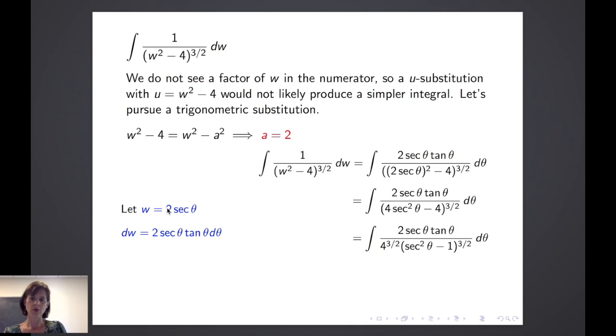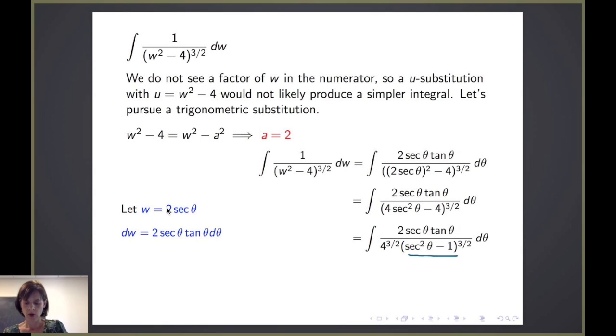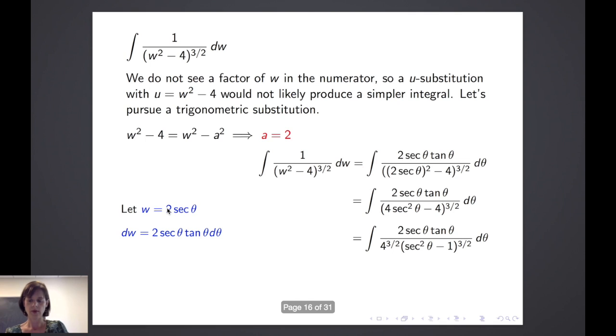And I can pull the 4 to the 3/2 power out in front within that denominator. And I have the integral of 2 secant theta tangent theta over 4 to the 3/2 power times the quantity secant squared theta minus 1 to the 3/2 power. We just recall that secant squared theta minus 1 gives us tangent squared theta, so we'll make a replacement there. We also can note that 2 over 4 to the 3/2 power can be simplified to be 1/4.